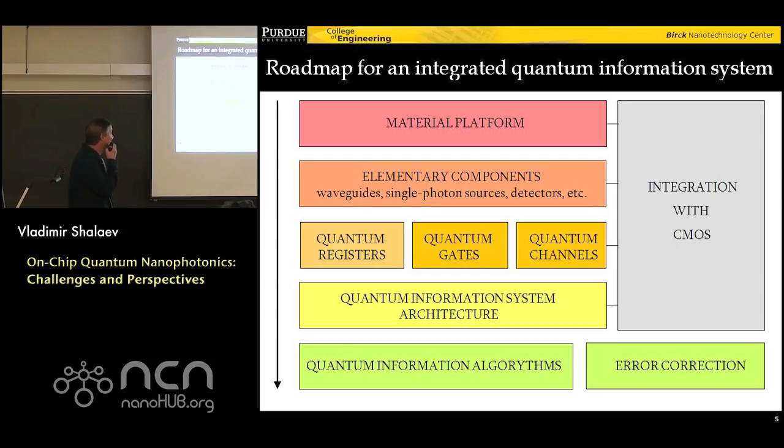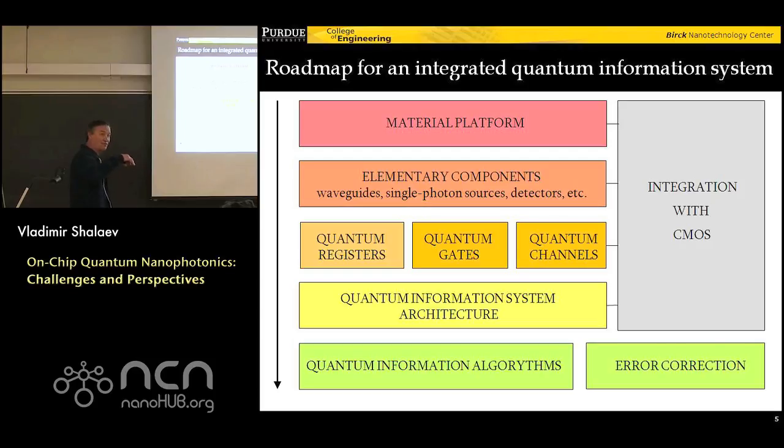So this is a kind of roadmap which we could envision for integrating quantum information systems. And I should say that there is lots of progress in this regard that has already been accomplished. So you could think of various elementary components of future computing. And that, of course, includes things like waveguides, single photon sources, detectors, that's all important. And again, there are demonstrations of all these single components already.